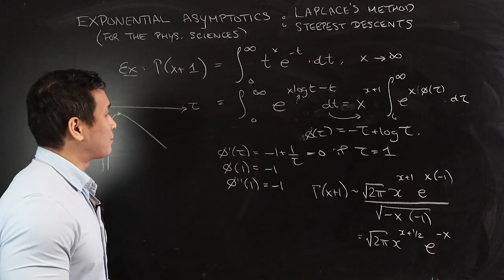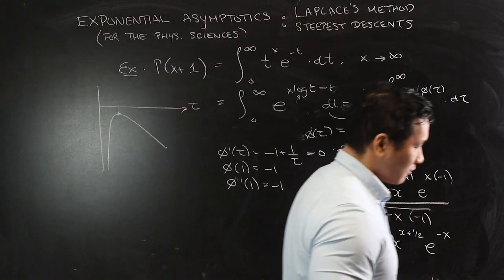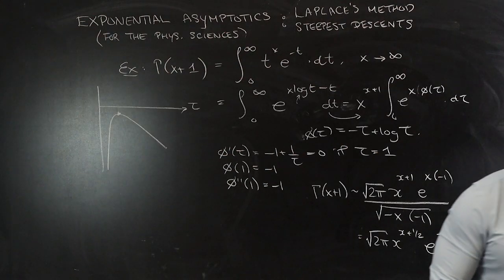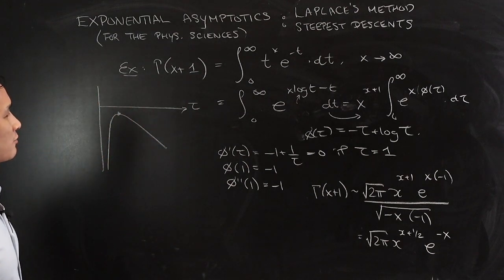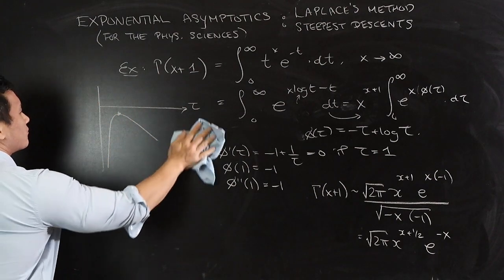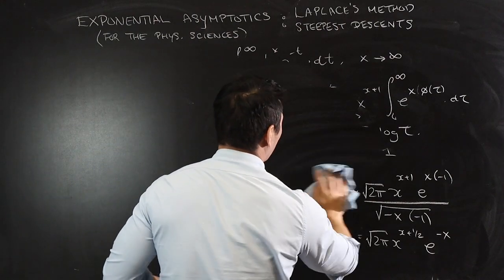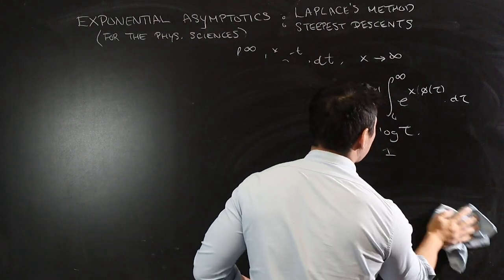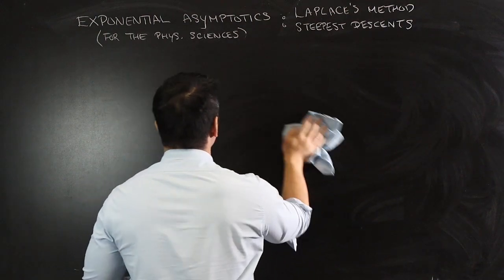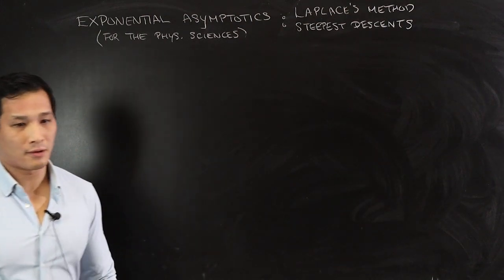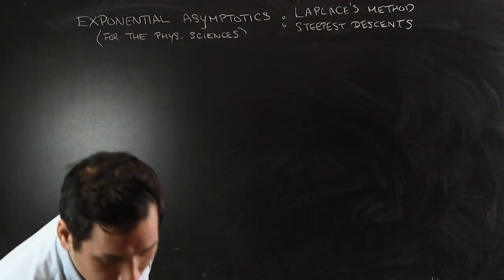So this is Laplace's method. And we've looked at the version where you have the dominant contribution coming from the endpoints, and we looked at the version where the dominant contribution comes from the middle point. Okay. So now we're ready to talk about the most complicated of all the methods, which is the method of steepest ascents.